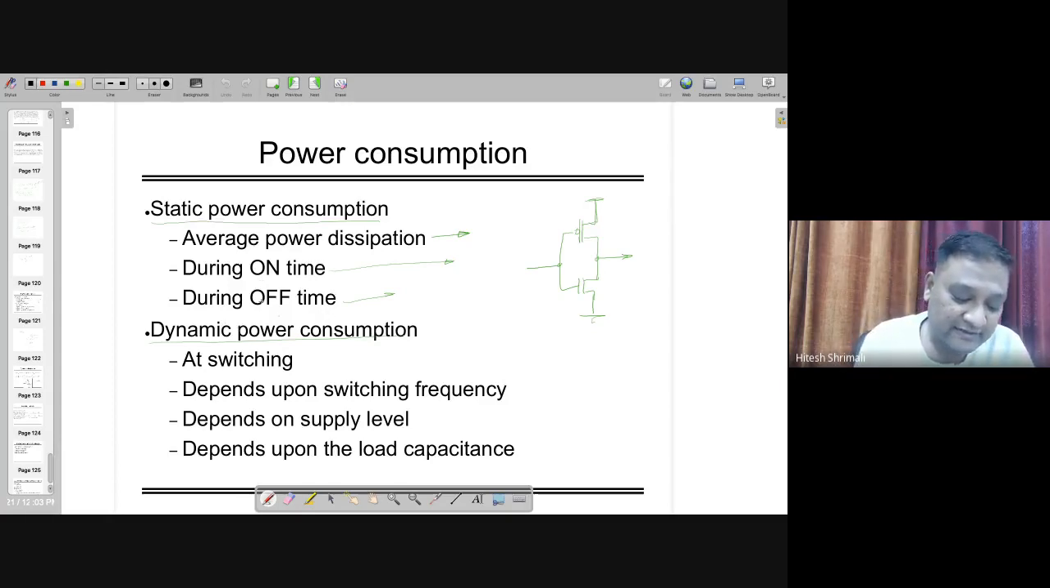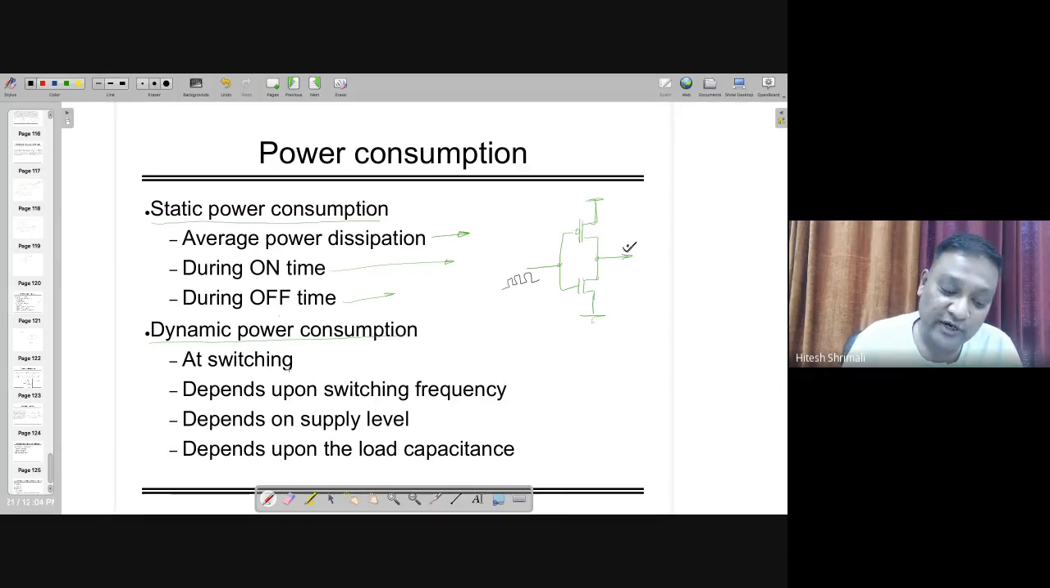So other than that, there might be the case that your input is actually changing, and with the changing input, you can measure the output power consumed at the output side, and it's happening because of the switching. So in that case, such kind of power consumption is known as the dynamic power consumption.